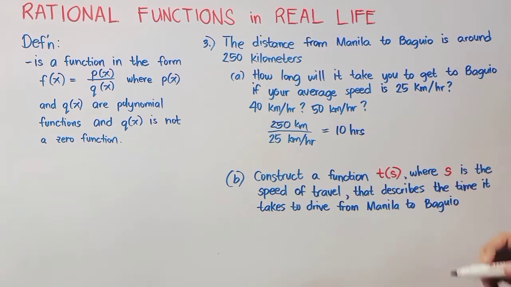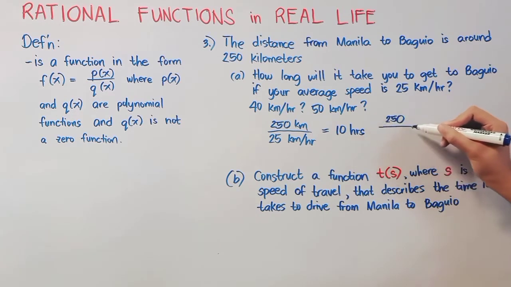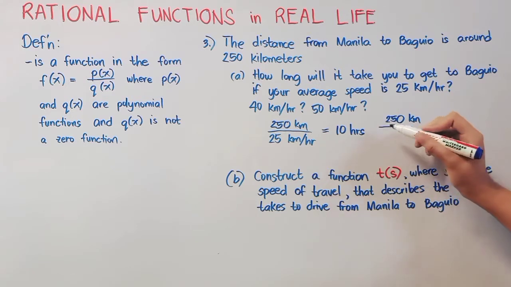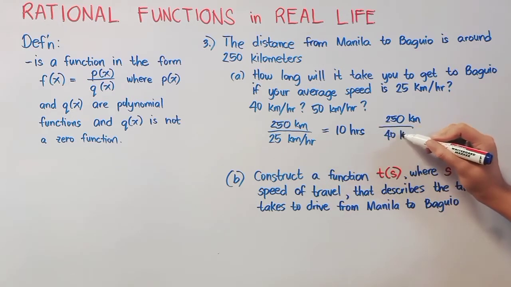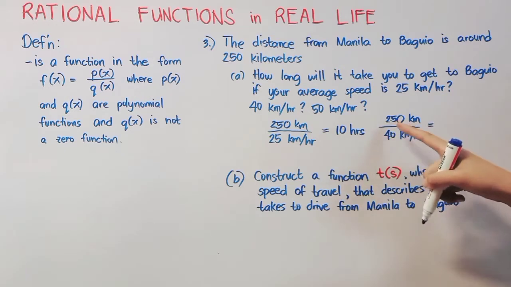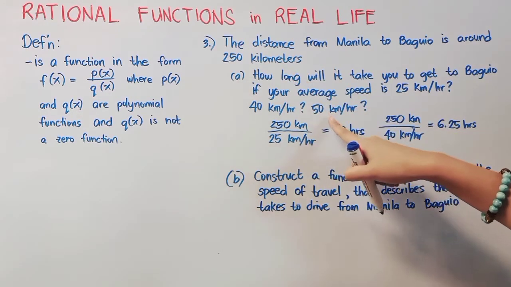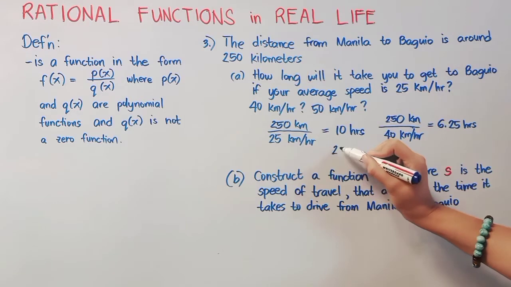Now let's proceed to 40 kilometers per hour. Taking the same distance, we have 250 kilometers, but this time it's all over 40 kilometers per hour. So we'll simply divide 250 by 40, then it will give us 6.25 hours. So it will take us 6.25 hours to get to Baguio if our average speed is 40 kilometers per hour.